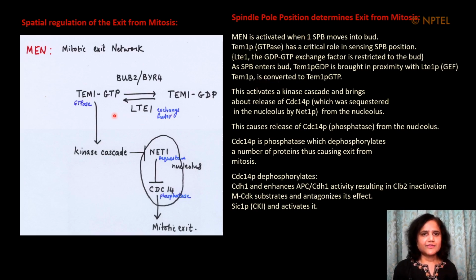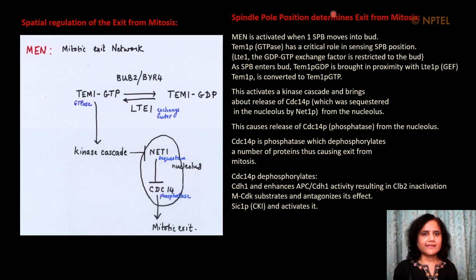So this then activates a kinase cascade, and one of the outcomes of that is the release of the protein CDC14, which was sequestered inside the nucleolus by NET1, which is another nucleolar protein. So CDC14 now is released from the nucleolus. It comes out of the nucleolus, and being a phosphatase, it can dephosphorylate a number of proteins, thus helping in the exit from mitosis.